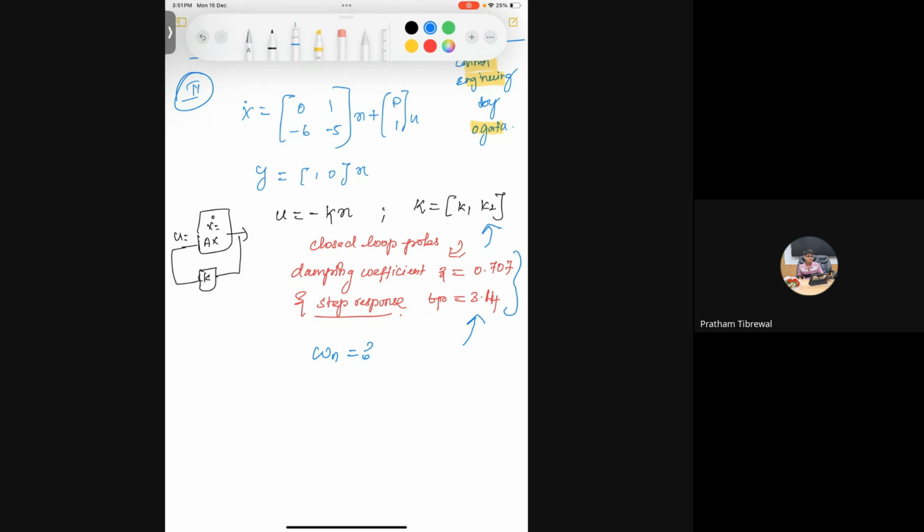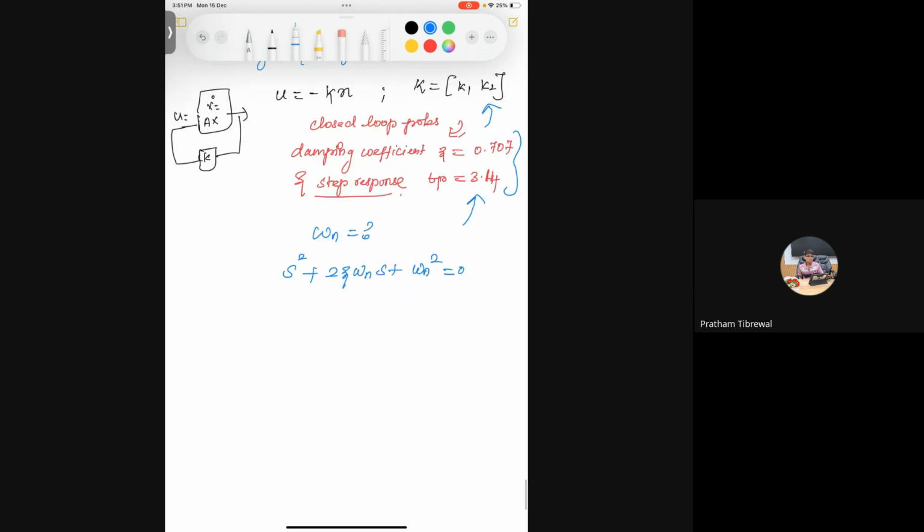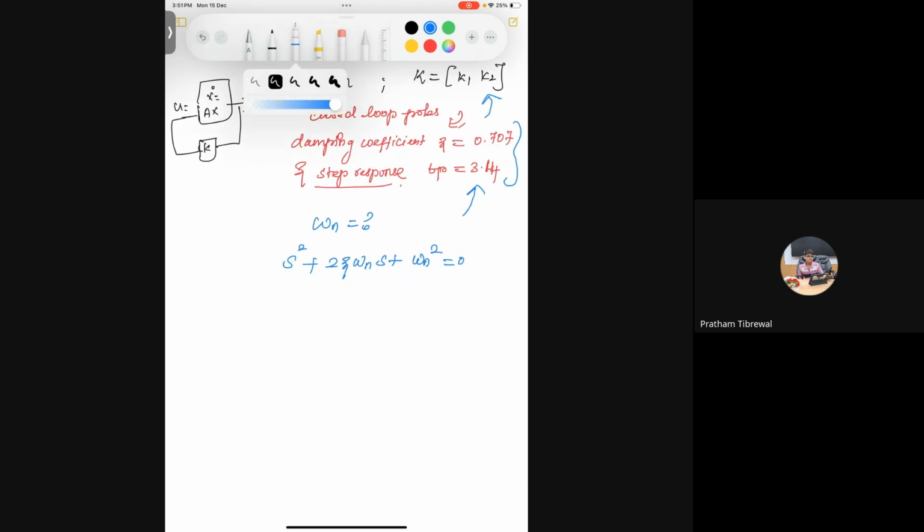First, we need to find the characteristic equation. What is the general representation of the characteristic equation? It is s square plus 2 zeta omega n s plus omega n square equal to 0. This is the second order transfer function, and the bottom part we call the characteristic equation. Here zeta is known. The only unknown is omega n, which we need to find from the given information tp.